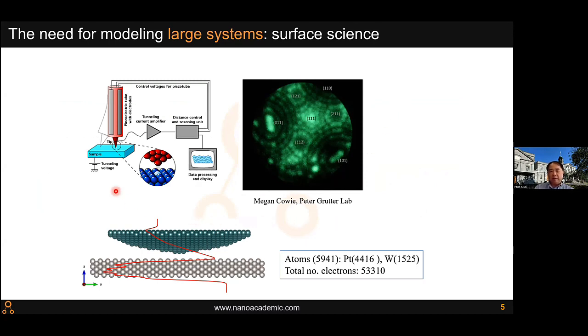I take a very simple example from STM. This is a scanning probe to look at surface properties through a tip. Theoretically, the tip is thought of as a single atom or something like that. But nobody was really able to determine the positions of the tip atoms, except my colleague Peter Grutter's lab with his graduate student. They were able to map the position of every atom on the tip, more than 1,000 atoms. They can tell you where the atoms are.